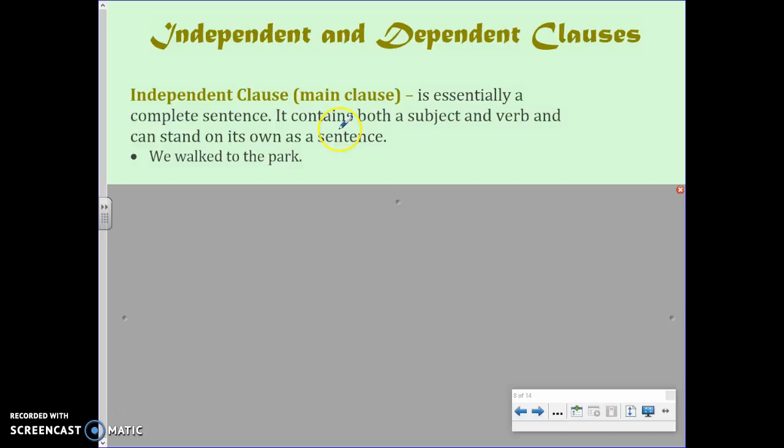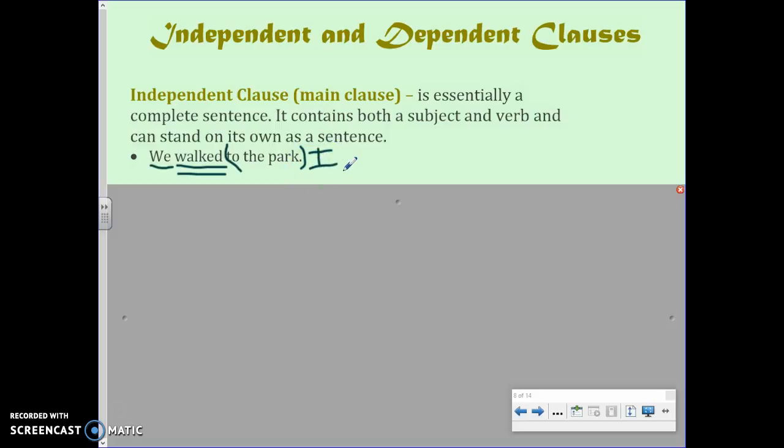The easiest way to figure out if it's an independent clause is to go in and figure out if it has a subject and a verb, or a subject and a predicate. So, we walked to the park. We underline the subject once, then we underline the verb twice, and we see here that we have a prepositional phrase. So that still is part of a sentence, but the sentence "we walked to the park" is a full, complete sentence. So we would label it with an I for independent.